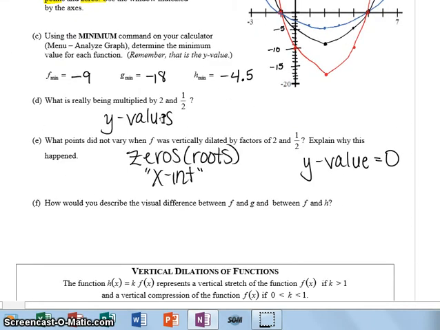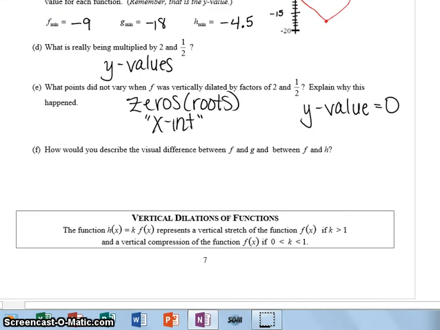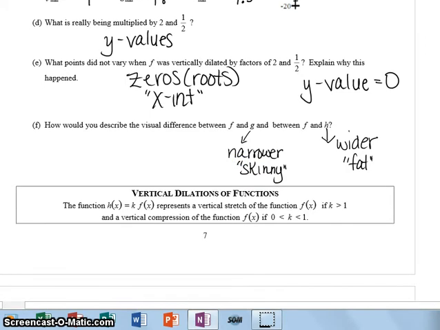So part F, how would you describe the visual difference between F and G and between F and H? So remember, we just said that. G gets narrower. It's closing. So that is a stretch. That's a vertical stretch. And H is getting wider. So if you're wider, you can think fat. If you're narrower, you could think skinny. Okay, it's closing.